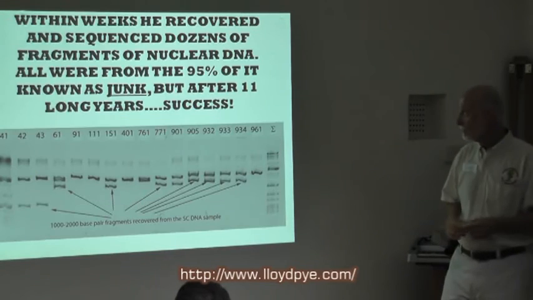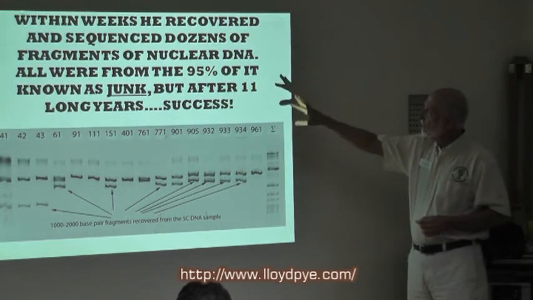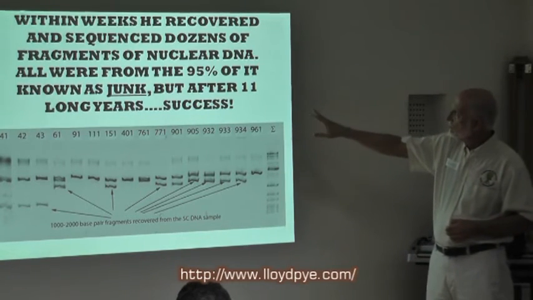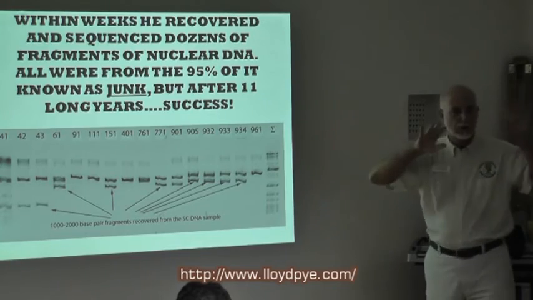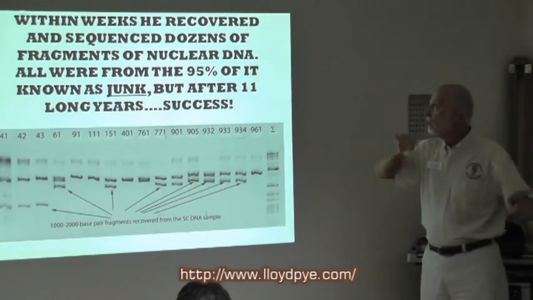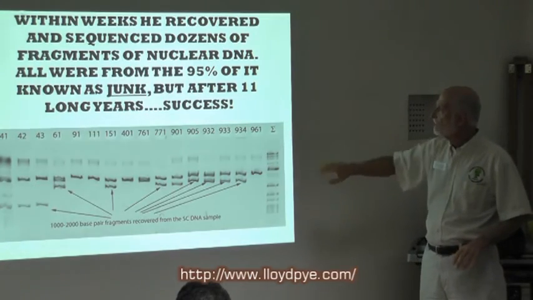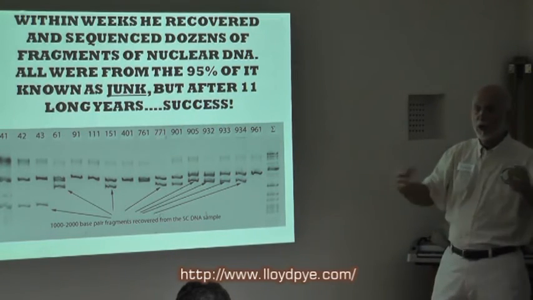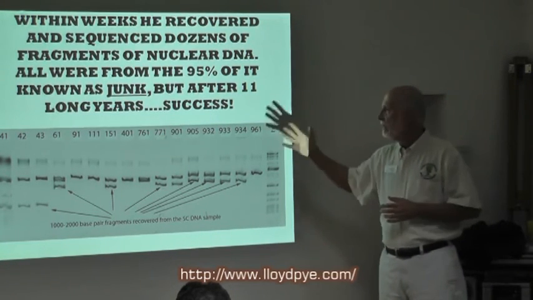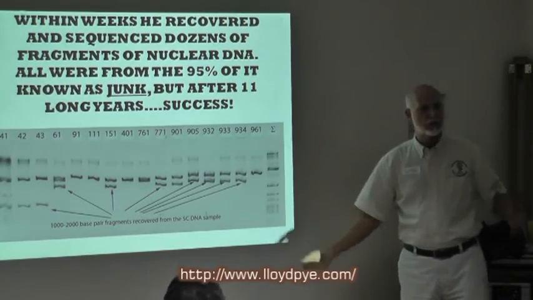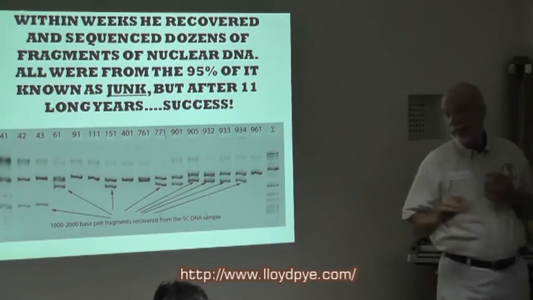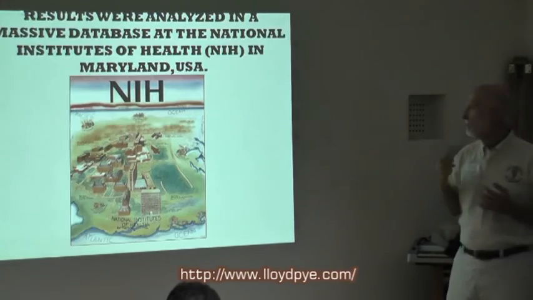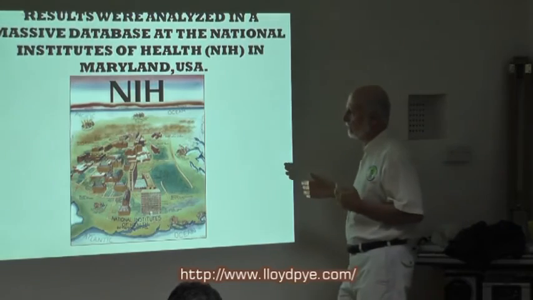Next slide. Anyway, after a few weeks, he recovered and sequenced dozens of fragments of the nuclear DNA. That's all he got the first time. Dozens of fragments, but they were long, and they all came out of the junk. But they were in the hundreds. And so what he did, when he got those dozens, was send them all to what's called the NIH database. Next slide. The NIH is the National Institutes of Health in Maryland.